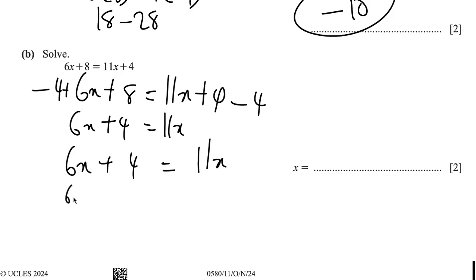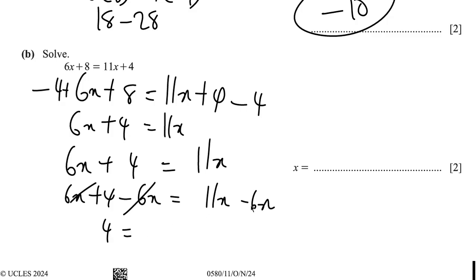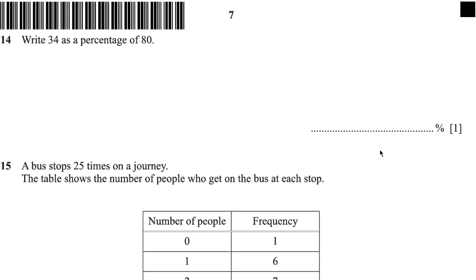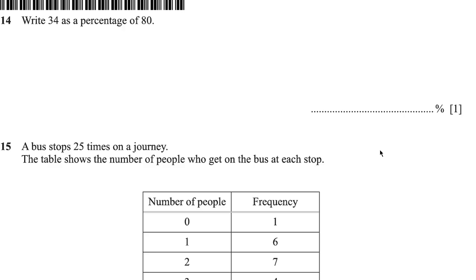So we have 6x plus 4 -6x is equal to 11x -6x. So that means that 4 is equal to 11x -6x, which is 5x. Remember, the goal is to get the value of x, so we divide through by 5, and that implies that x is 4 over 5. Now that's the answer.